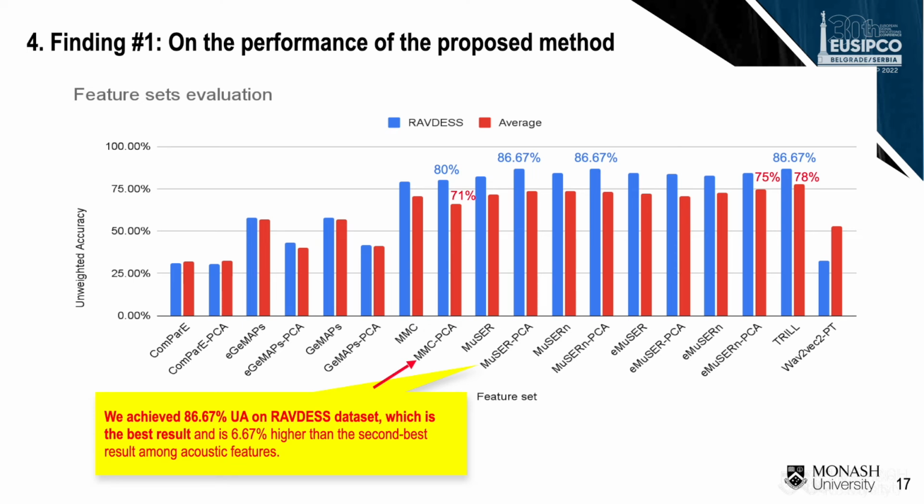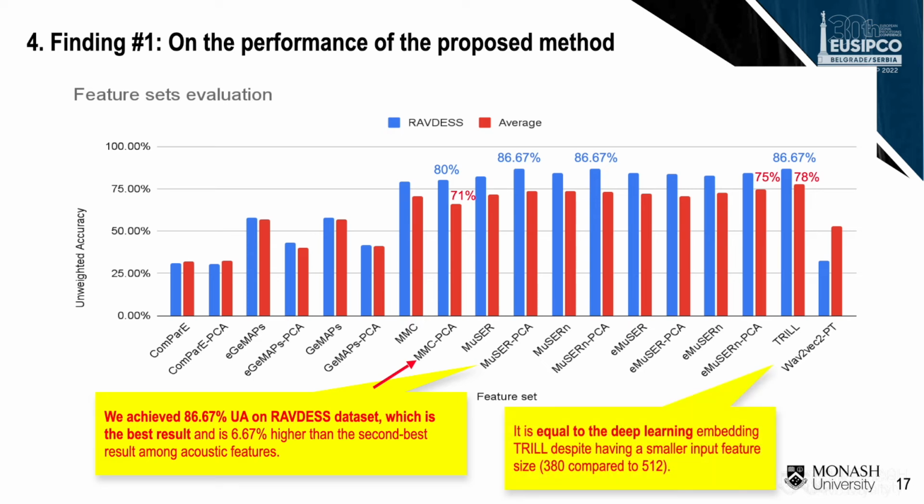86.67% on the RAVDESS dataset, which is more than 6% higher than the second best result among acoustic features. It is equal to the deep learning embedding tree despite having a smaller input feature size.